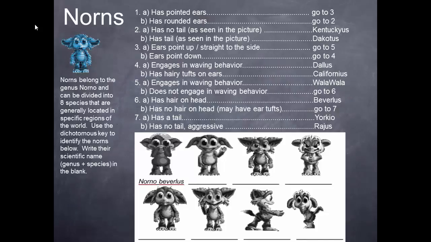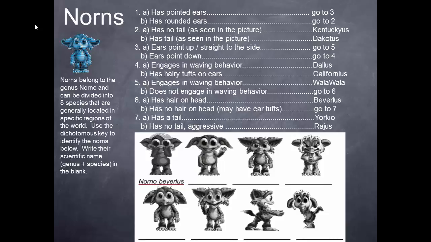All right, so I want you to get some practice here. You're going to do this one in a minute. And so this is some made-up creatures. Norns belong to the genus Norno and can be divided into 8 species that are generally located in different regions of the world. You're going to use this dichotomous key, it's a little bit longer one, to help you to identify the scientific name for each of these. They're all the same genus, but you are going to determine the species.